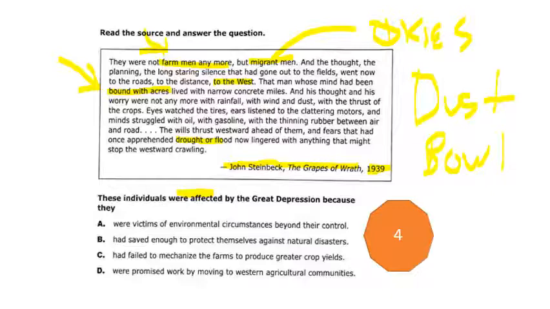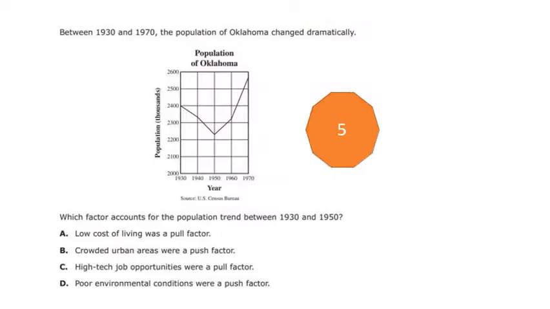So we know here that they were victims of an environmental circumstance beyond their control. Okay, between 1930 and 1970, the population of Oklahoma changed drastically. Let's look at our title here. We have population of Oklahoma, we have population, we have year. We have a big dip here. And it starts right here.